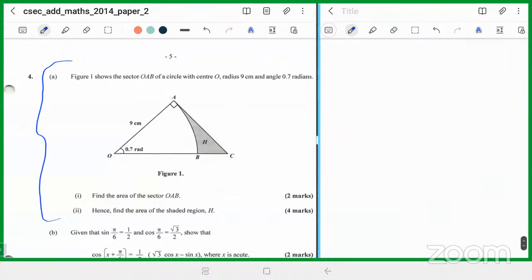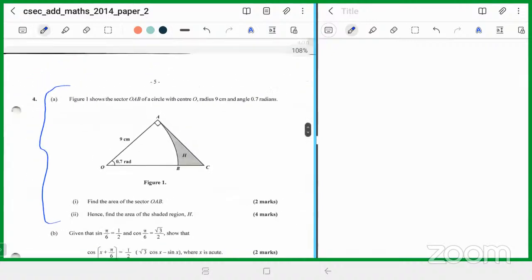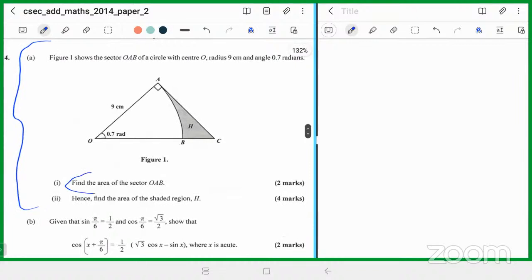It says figure 1 shows a sector of a circle center O and radius 9. So this is a sector, AOB. Just that section there is a sector. The radius is 9 and the sector angle is 0.7 radians inside here. It says: find the area of the sector, and then find the area of the shaded region.